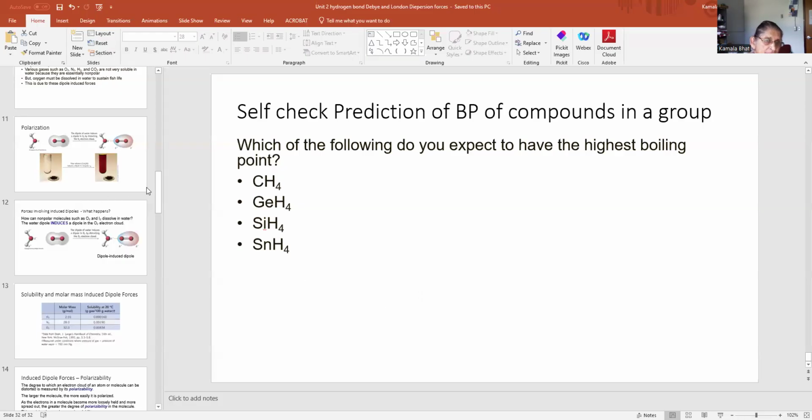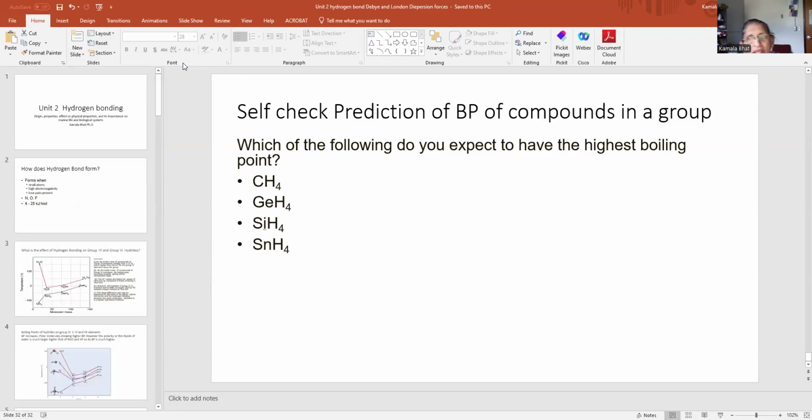Now we start the second part of Intermolecular Forces, Unit 2, which deals with hydrogen bonding and other types of bonds that are there. And so I'm going to start sharing my screen with you, and then we'll go through the objectives.